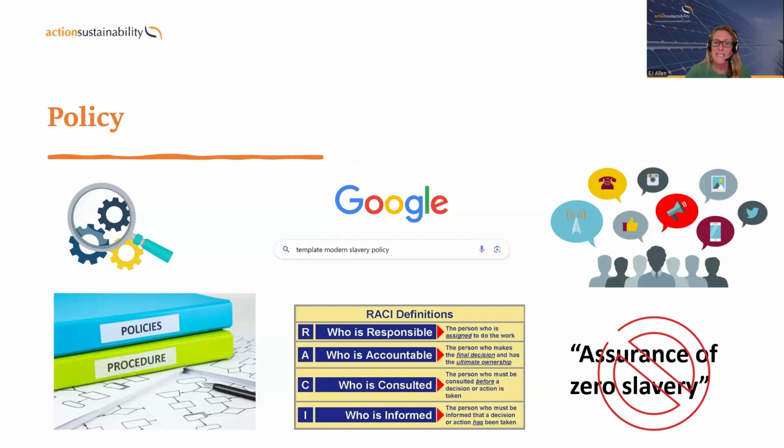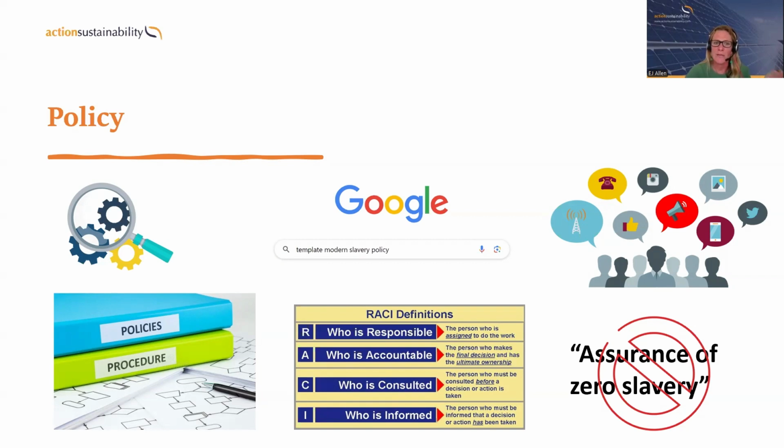So let's think about the language we're using in our policies. A good modern slavery policy acknowledges the risk is very real, and it should commit to taking steps to do that due diligence to prevent, identify, manage and mitigate the risks, and also how adverse impacts are addressed. It should link to other policies.